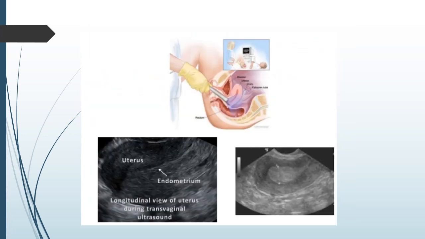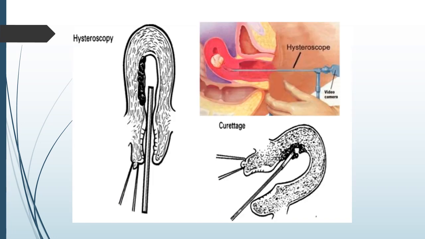Here, this is the way we perform a transvaginal ultrasound. This is the transvaginal probe. Here we can see the longitudinal view of the uterus. This is the endometrium, which is very thin, and this is the myometrial echo texture. Here the endometrium is thick. So in these types of cases we must have an endometrial biopsy.